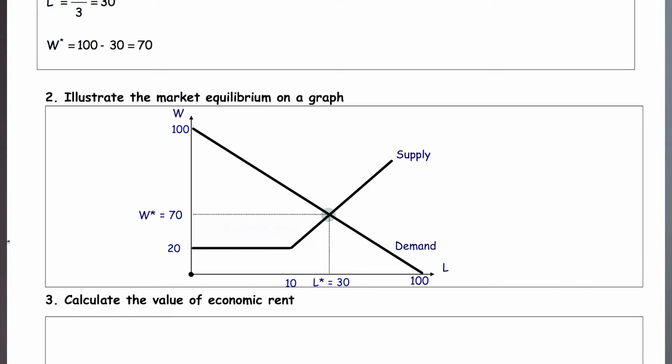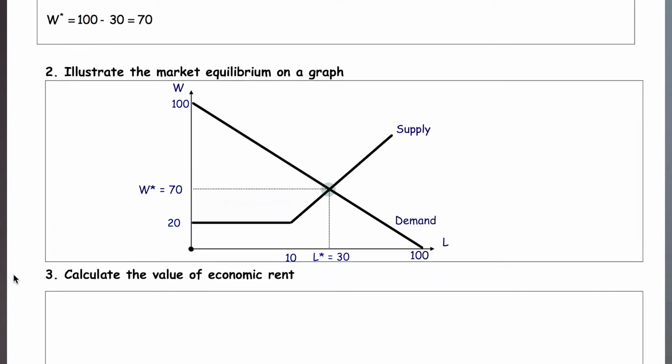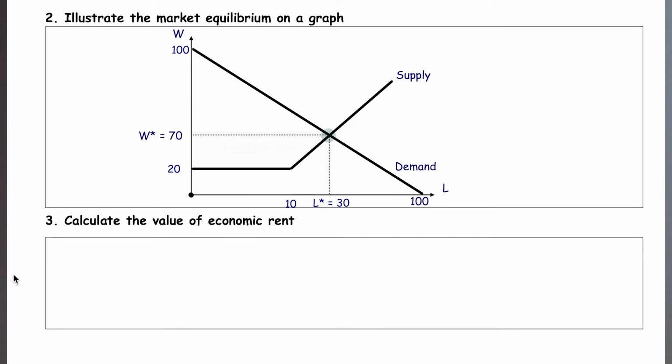Let's have a look at required 3. So here it says, calculate the value of economic rent. What's pretty chill to understand is that economic rent is essentially the same as producer surplus, but in the labor market. So it is the area that is bounded by the supply line, the price line, and by the quantity. To be more specific, it is the area that is above the supply, below the wage rate, and on the left of quantity. To illustrate this area on our graph, it's essentially the area that is found right here. This is called economic rent.